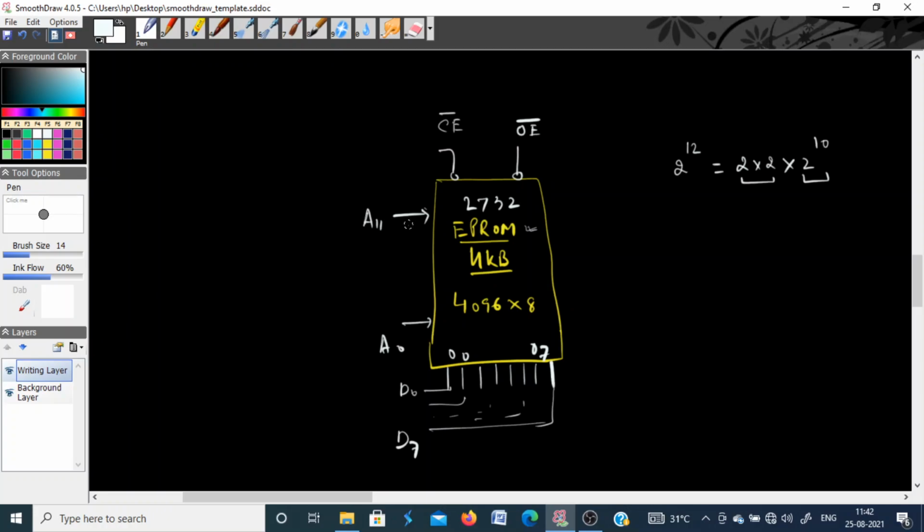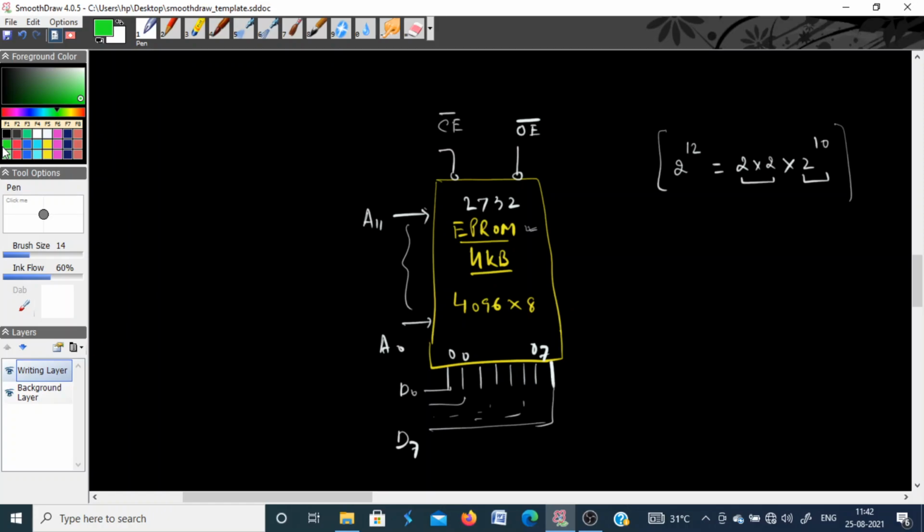Now you have used 12 address lines for locating the memory location. So you are left with now how many address lines? 4 address lines are left. Now those 4 address lines can be combined using a logic circuit to activate this chip. Otherwise, what I'm saying is that you can use a decoder for it.